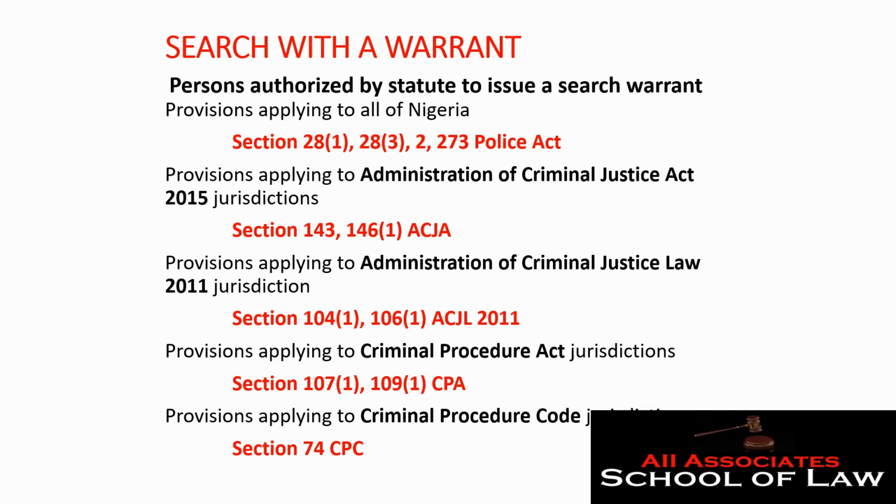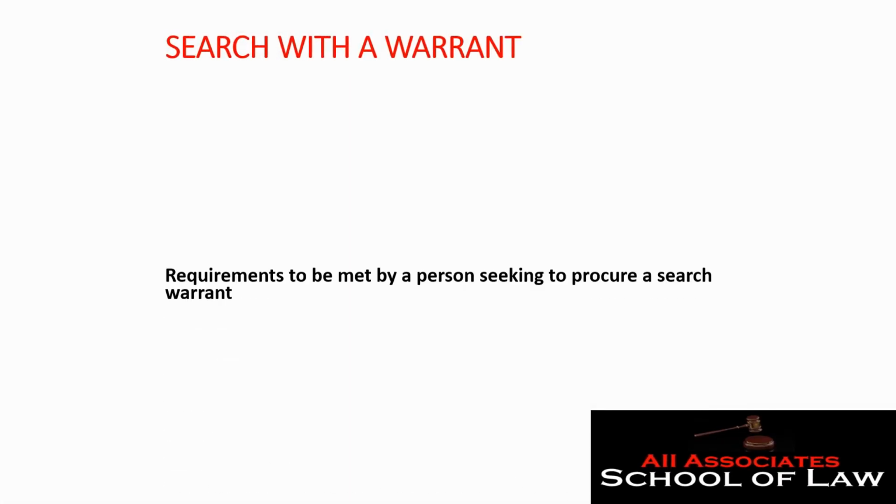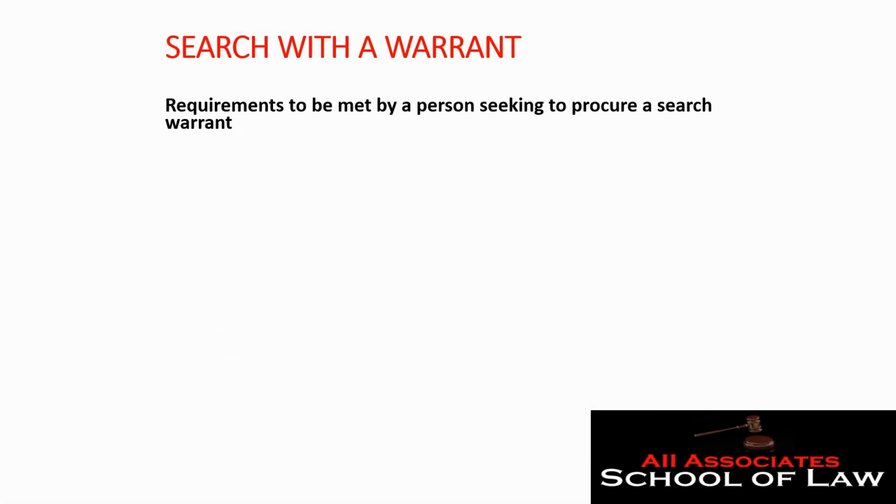Authority to issue a search warrant, CPC jurisdiction. Section 74 states that the issuing authorities are a court, a justice of the peace. Requirements to be met by persons seeking a search warrant.